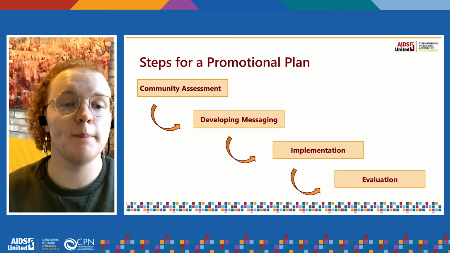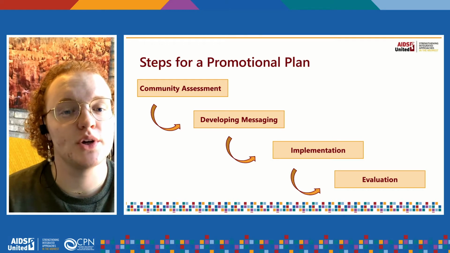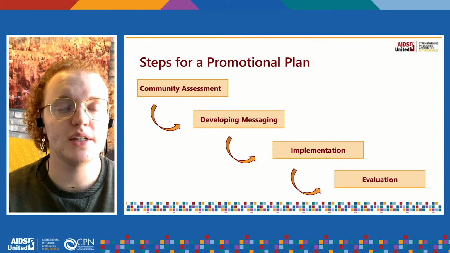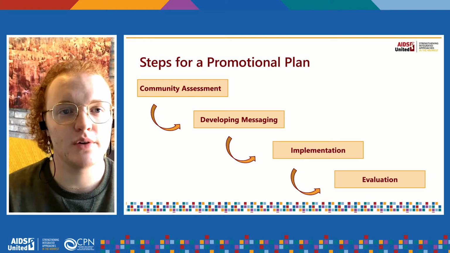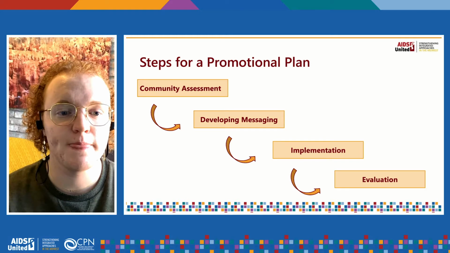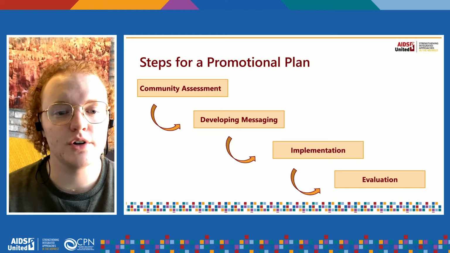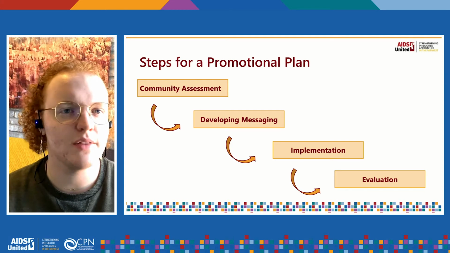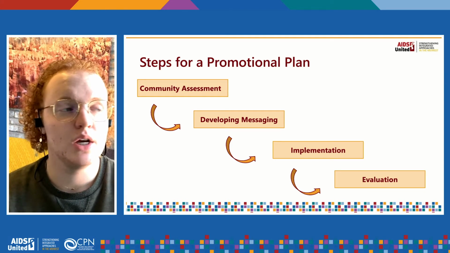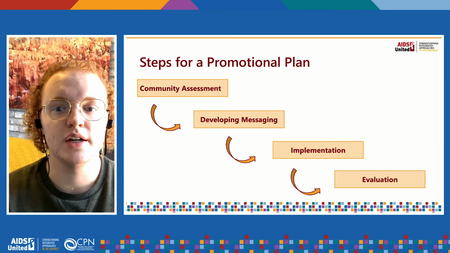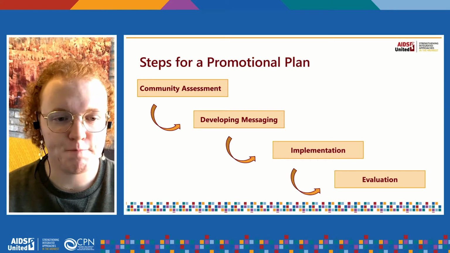So we're going to look at 4 main steps for creating a working promotional plan. The first is that community assessment piece, which we have dug really in depth with earlier, but we want to focus in on how this applies to promotion. So you want to start by defining your target audience. Who are you speaking to? Who needs to know about the condoms? And who are those people? What are their interests? What are their needs? What might appeal to them?